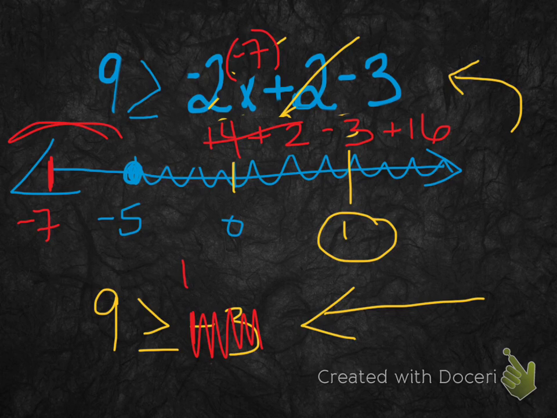Okay, so this right side is not -3. It's positive 13. Now we have an expression that says 9 is greater than or equal to 13. Oh, no. 9 is not greater than or equal to 13. 9 is actually smaller than 13. That is a false statement. Just telling me what I already knew. -7 lies outside of the shade. -7 is not a solution to this inequality.